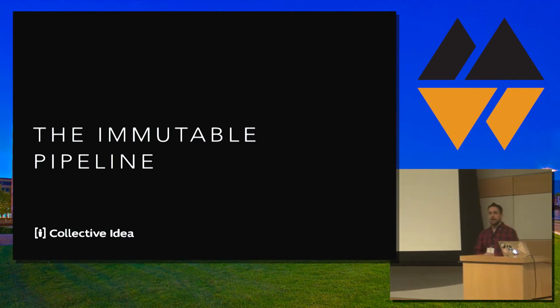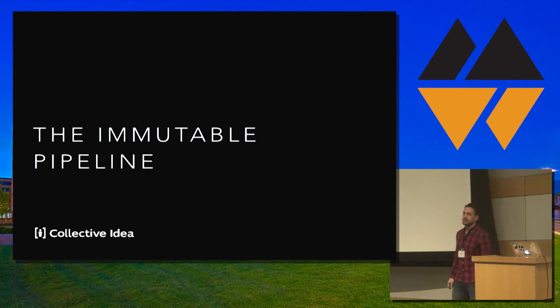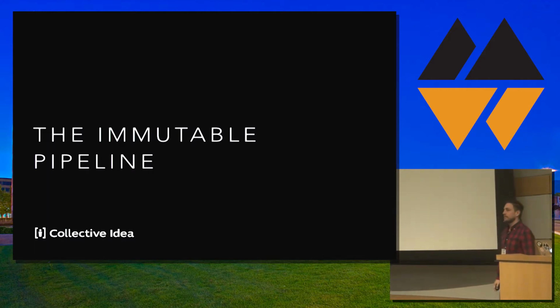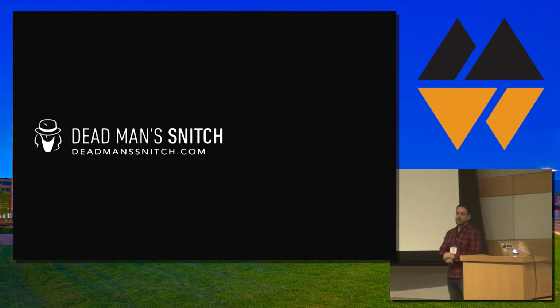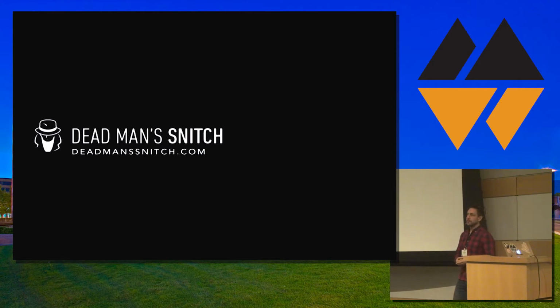Today I'm going to be talking about the Immutable Pipeline. It's a process that we have been playing around with lately at Collective Idea for one of the applications that we own called Dead Man Snitch. Just a quick little advertisement: Dead Man Snitch is a monitoring tool for cron jobs. You hit a URL and we do our best to tell you when things aren't working.